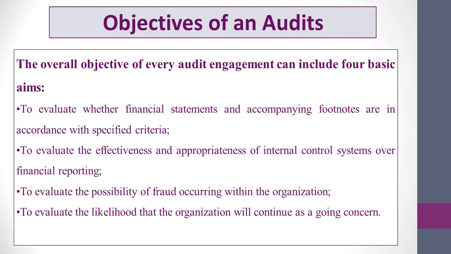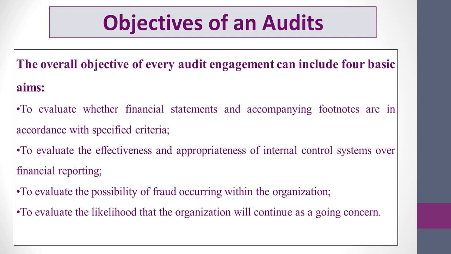So to achieve the main goal, which is to express an opinion on whether the financial statements are prepared in accordance with the established criteria, we have four basic aims. First of all, to evaluate whether the financial statements and accompanying footnotes are in accordance with specific criteria, and we say the specific criteria are generally accepted accounting principles and IFRS. The second aim is to evaluate the effectiveness of the internal control system over financial statements. Number 3 is to evaluate the possibility of fraud occurring within the organization. And the fourth objective is to evaluate the likelihood that the organization will continue as a going concern.